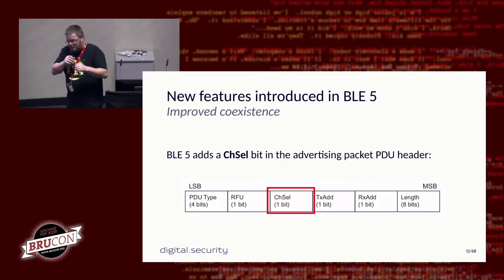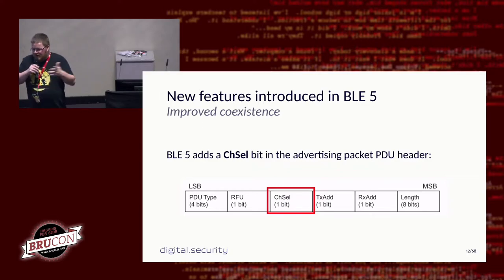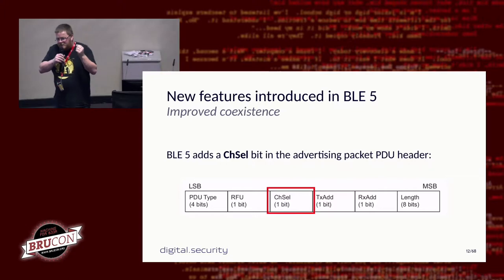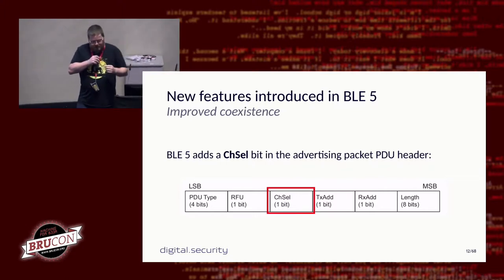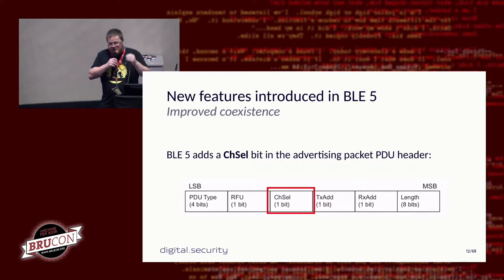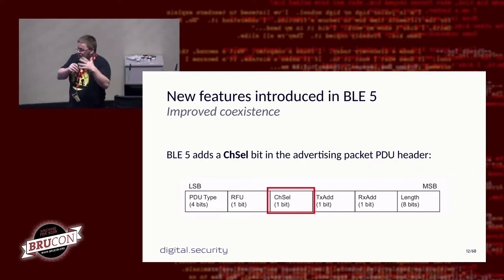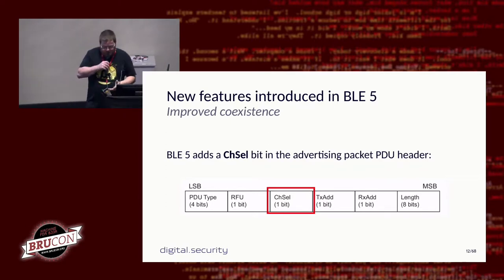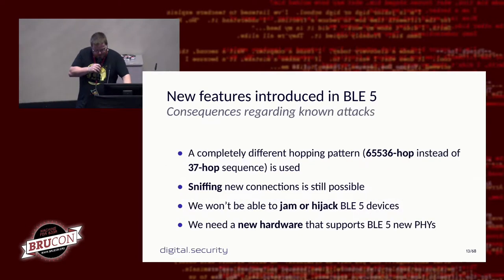If you have a look at the packets sent by the devices that advertise, and this is the case of most of the BLE devices, there is a bit that has been added to the header. It's called the ChSel bit. And if this bit equals one, then your device supports this new channel selection algorithm. So you can tell when a device advertises if this device supports this new channel selection algorithm or if it does not. So this is quite interesting.